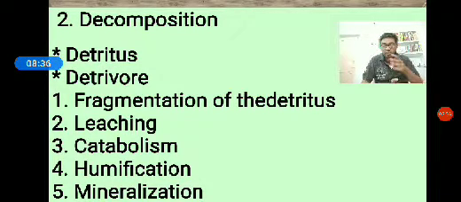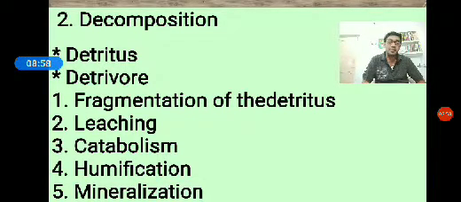So what happens when the water soluble inorganic materials are moved down into the deep layer of the soil? They get precipitated as unavailable salts.